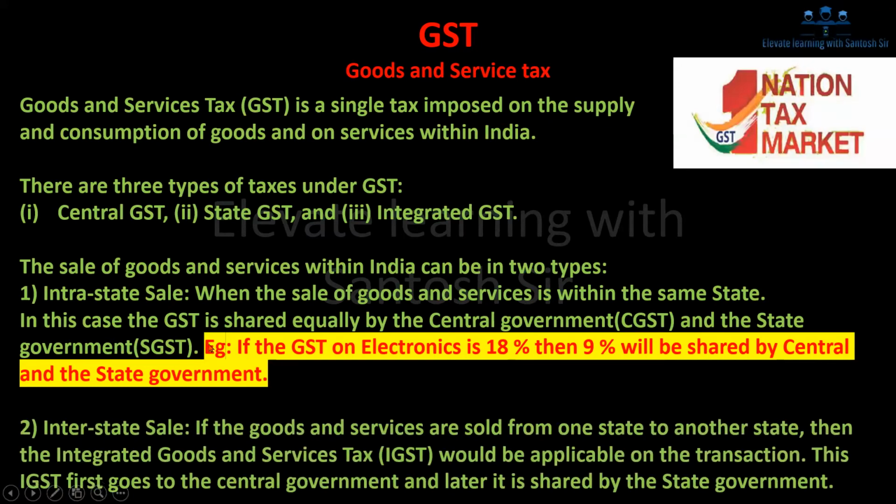The next type of sale is when you sell outside the state, to another state or some union territory. If goods and services are sold from one state to another state, then the Integrated Goods and Service Tax, that is IGST, would be applicable on the transaction. In this case, the entire GST is first collected by the central government and later shared with the state government. Once again, I repeat, in this module we will be concentrating only on intrastate sale, that is the sale within the state. Let us start.